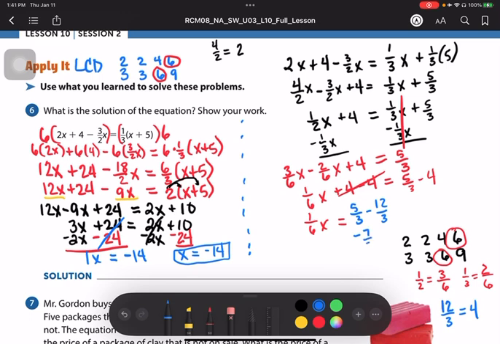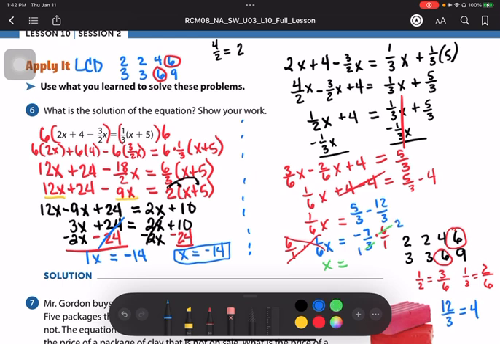So negative 7/3 equals 1/6 x. Then we'll multiply both sides by the reciprocal, 6/1, to get rid of this fraction. And I want x by itself. So therefore x equals, if I look across, 3 goes into itself 1 time, 3 goes into 6 2 times. So I'm left with negative 7 times 2/1.